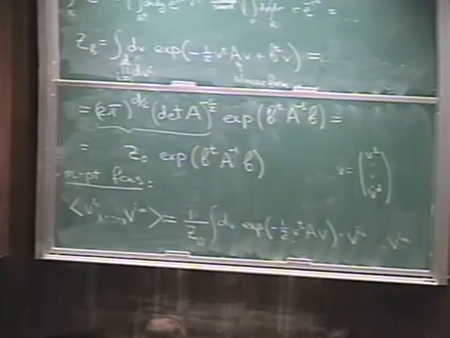So this is just the sum over b_i's times v_i's. I can think about it as the sum over all j's of b_j v_j. So when I differentiate it with respect to b_i, it will pick only the term where j equals i. So the coefficient there will be v_i. So this is just the integral dv of exp of minus half v^T A v plus b^T v, and then times v_i. That's downstairs, yes. This is already out of the exponent.